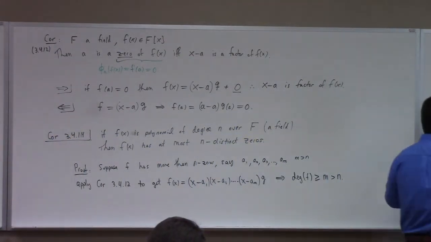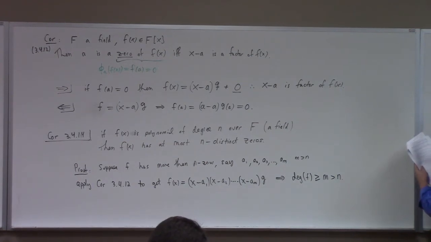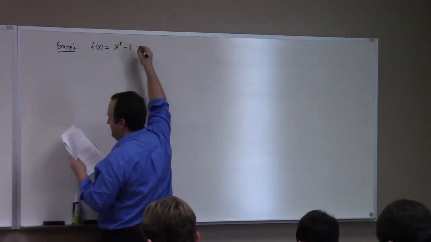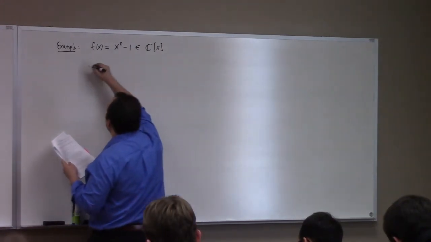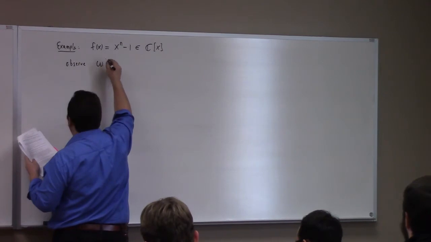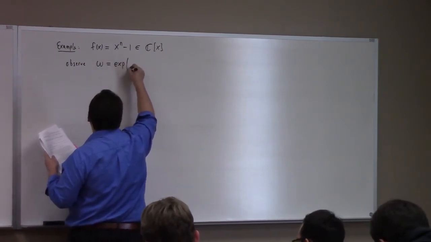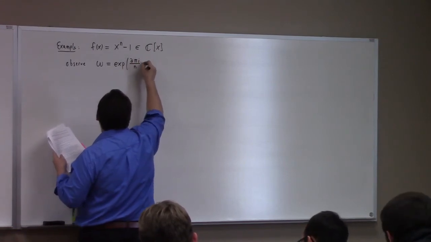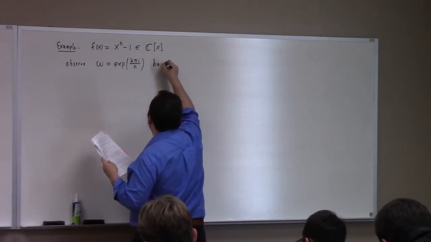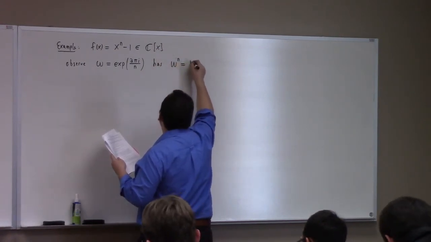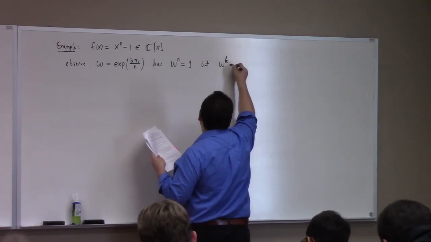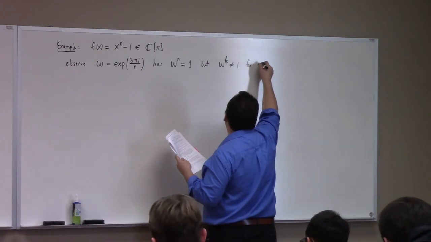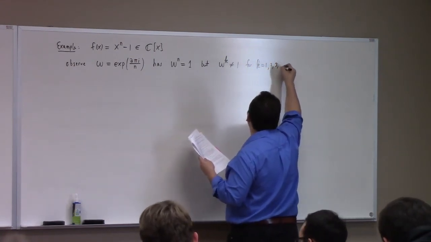And it's sometimes useful. I like this example. So let's look at f of x equals x to the n minus 1. This is, of course, a polynomial over the complexes. And you can see that omega equal to the exponential of 2 pi i over n has omega to the n equals 1, but omega to the k not equal to 1 for k equals 1, 2, 3, up to n minus 1.